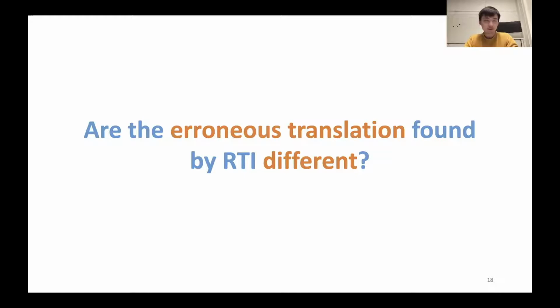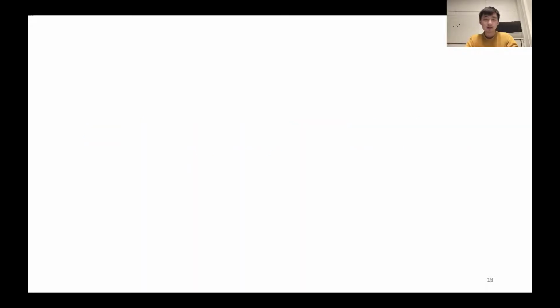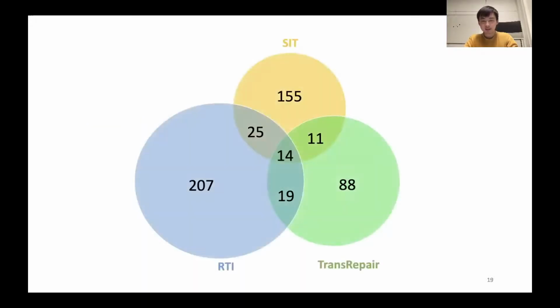The last question is, are the erroneous translations found by RTI different? The answer is yes. In this Venn diagram, we show the different erroneous translations reported by the different approaches. We can see that there's only a very small overlap in the middle, and RTI can report more erroneous translations than others.